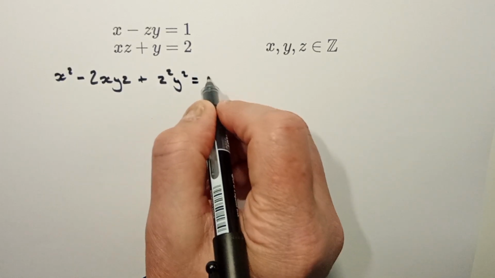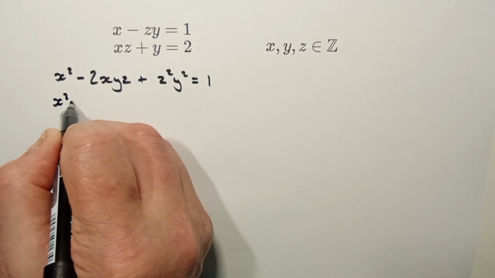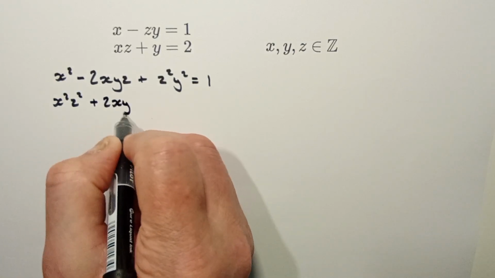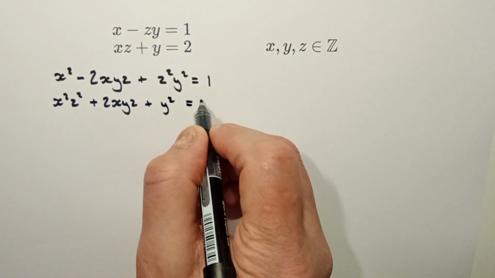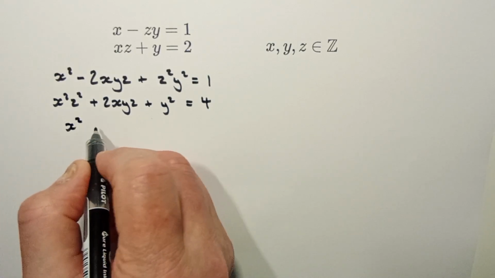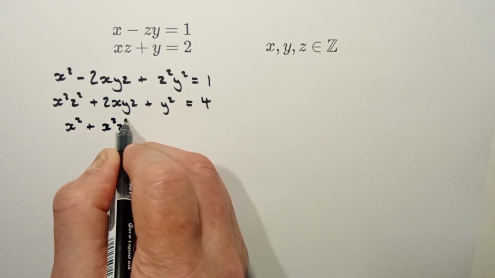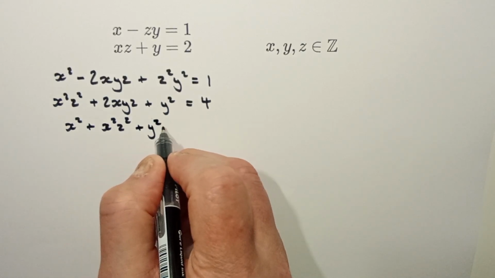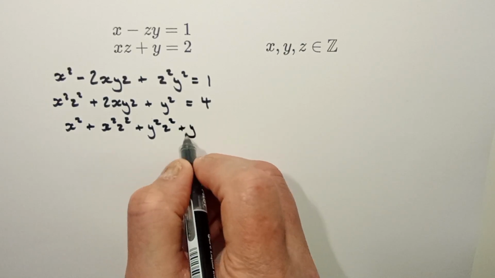So squaring the first gives us x squared minus 2xyz minus z squared y plus z squared y squared, apologies, equals 1. Squaring the second equation gives us this, and you can see immediately there's a factor we can take out, the xyz there. But if we add these together, you've got x squared plus x squared z squared plus z squared y squared plus y squared. And that equals 5.